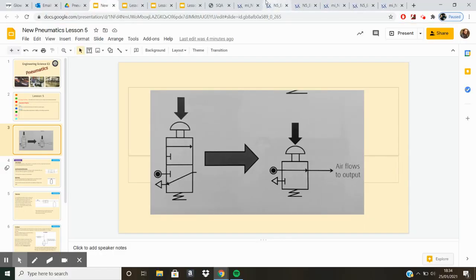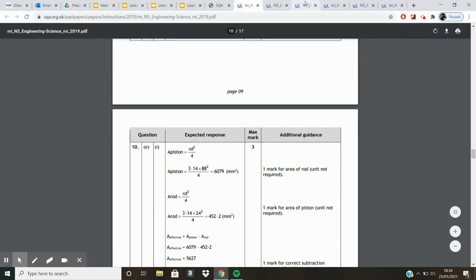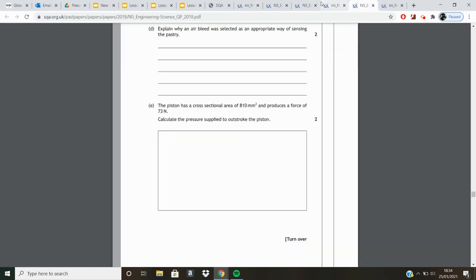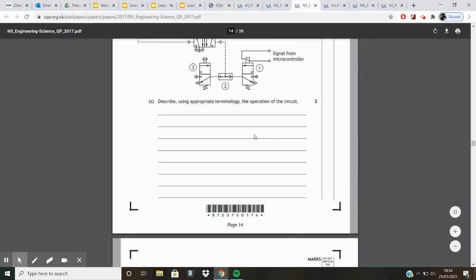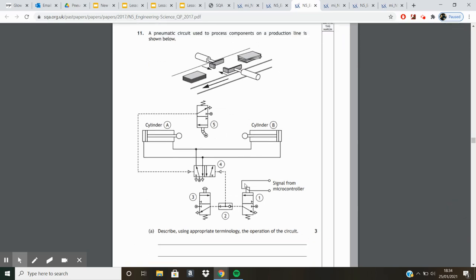So if I go to one of the past papers, National 5 past papers I was looking at, let's have a look. Yeah, it's confusing, but basically here we have just the simple thing that we're looking at with a push button actuator. Again, if you push that, it will fall down, the air can then flow through here.